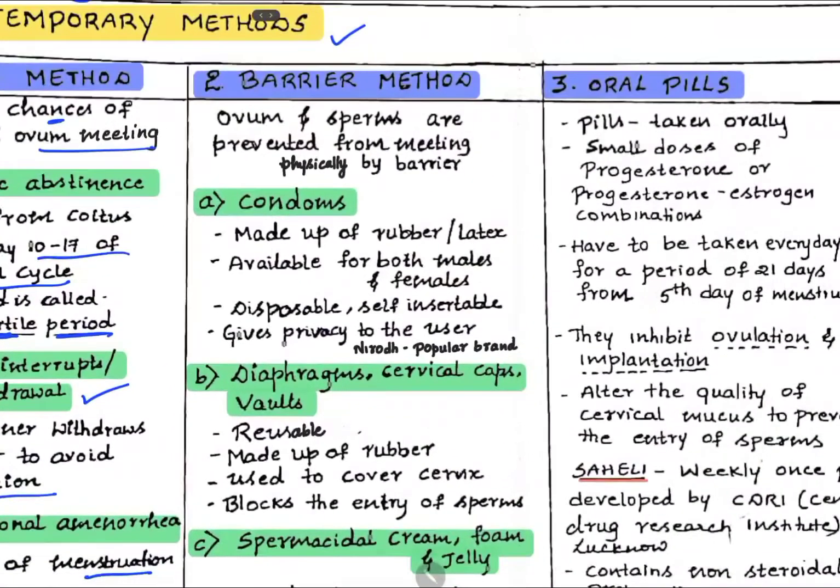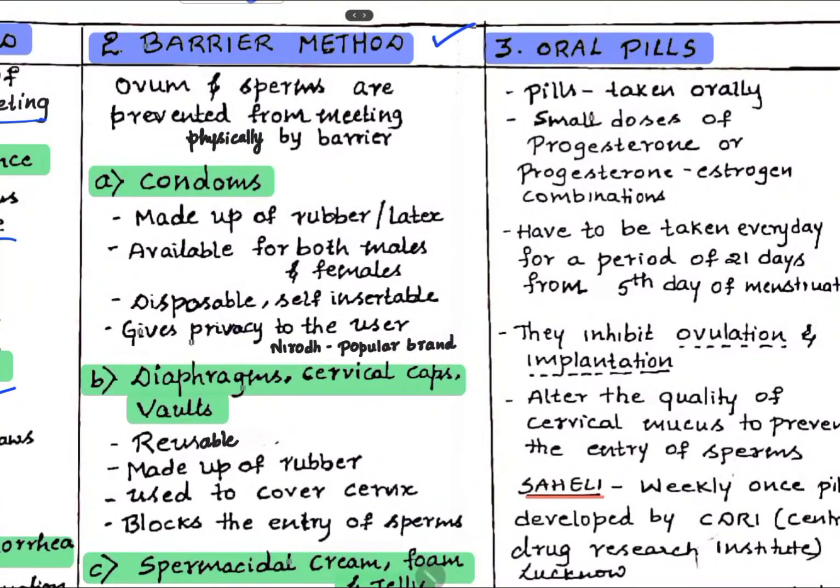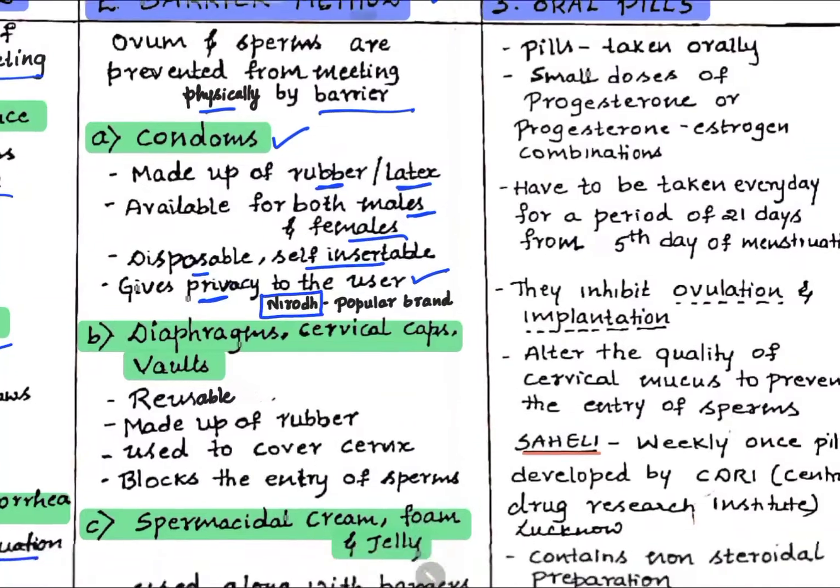Next, let us move towards the second temporary method, that is barrier method. Here, the ovum and sperms are prevented from meeting physically by barrier. One such method is condoms, which is made up of rubber or latex and which is available for both males and females. These condoms are disposable, self-insertable, which gives privacy to the user. One such popular brand is Nirodh.